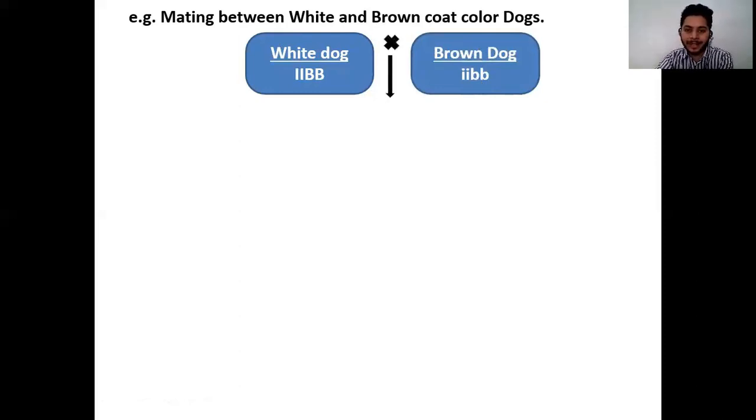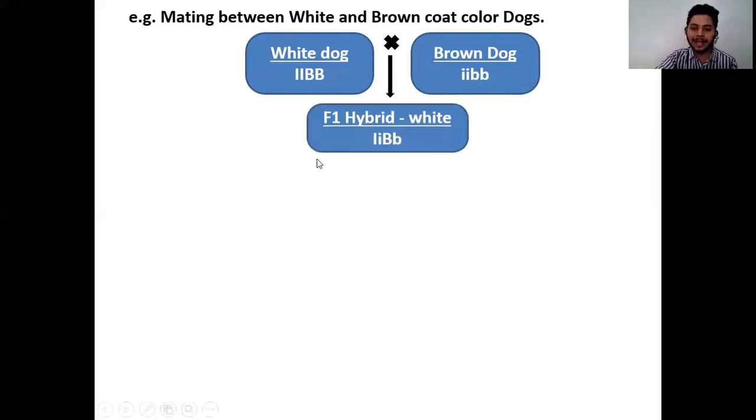So in that case, upon mating, the F1 hybrid that you get is a white coat color. The gametes that are contributed by the parent white dog are capital I and capital B, while the gametes that are contributed by the parent brown dog are the small i and small b. So therefore, these gametes interact with each other, and the hybrid that is produced is a heterozygous individual. So this is said to be a double heterozygous individual for capital I as well as capital B. And since capital I is present as a dominant allele, the default coat color is going to be white. So this is my F1 generation.